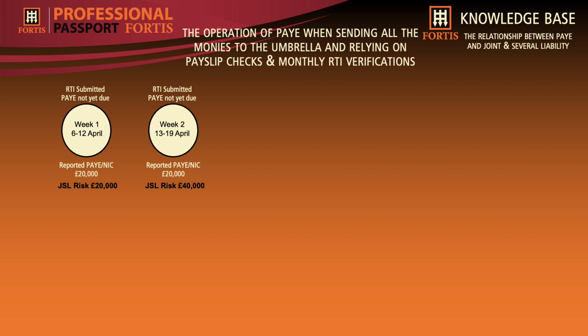We now look at the second pay run on the second week, and once again we can see the same situation where the RTI has been submitted. PAYE is not yet due, but there are reported PAYE liabilities of £20,000. As a result of this, the potential joint and several liability has now increased to £40,000.